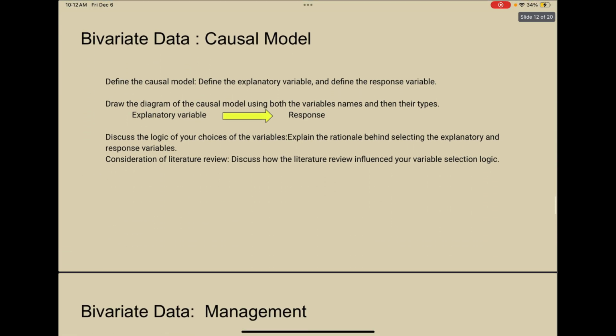For a causal model, we are just stating which is our explanatory and which is our response variable and why we chose this. We are saying if this decision is due to literature review or if it's just due to personal reasons.